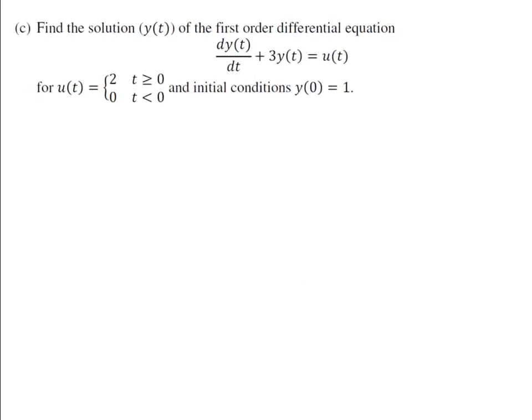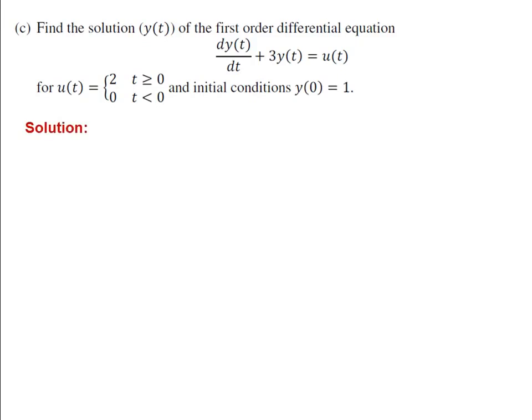In part C of question 1, we are looking for the solution of a given differential equation, which is dy(t)/dt plus 3y(t) equal to u(t), with the assumption that u(t) is a step function with amplitude of 2, and given initial condition y(0) equal to 1.